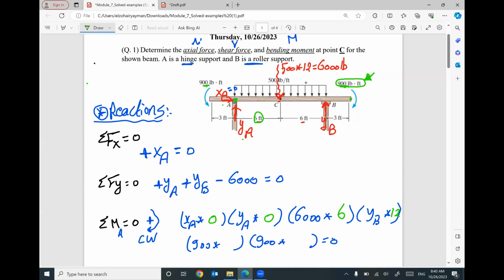So we don't need distance. 900 does not need distance because it's already a moment. Keep in your mind, this XA is a force, it needs distance. This reaction is a force, it needs distance to create a moment. 6,000 is a force, we need distance. YB is a force, it needs distance. But 900 is a moment, it does not need distance. So it's wrong to include a distance.